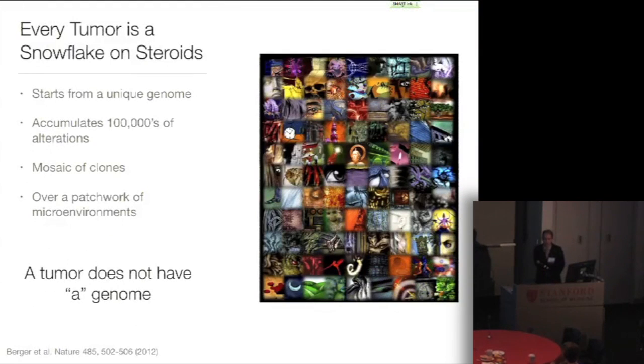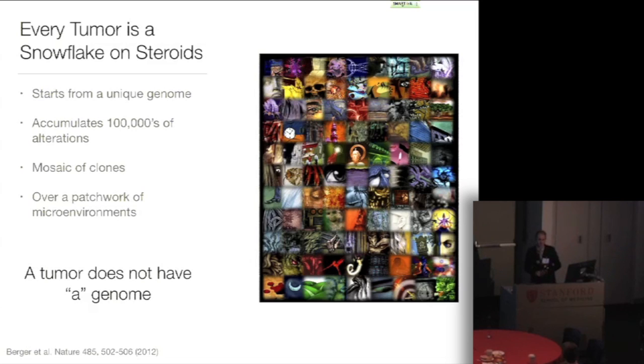So I think of every tumor as obviously unique. It's a snowflake. It's on steroids. It starts from the unique genome of its host. It accumulates hundreds of thousands of alterations. So you get this mosaic of clones, and the mosaic of clones is overlaid upon a patchwork of microenvironments that are probably selecting for different clones in the different microenvironments, whether it's hypoxic or near a blood vessel or in a bone niche or whatever.